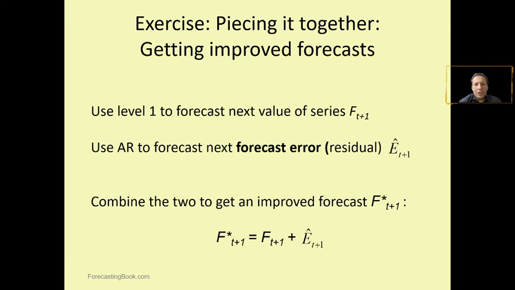Okay, so we have here an exercise, putting everything together, getting improved forecasts. We use level 1 to forecast the next value of a series, F(t+1). Then we use an AR, a lag, to forecast the next forecast error of the residual, that is E(t+1). And then we combine the two to get an improved forecast of F(t+1). So that is what you have in here, the first forecast and the forecast of the forecasted errors.